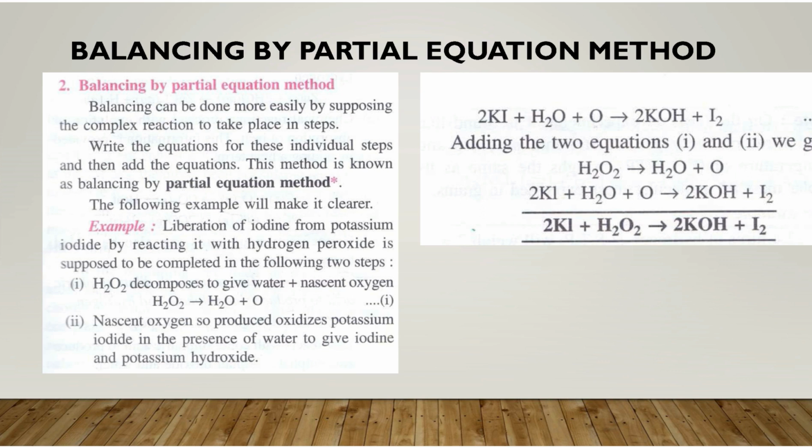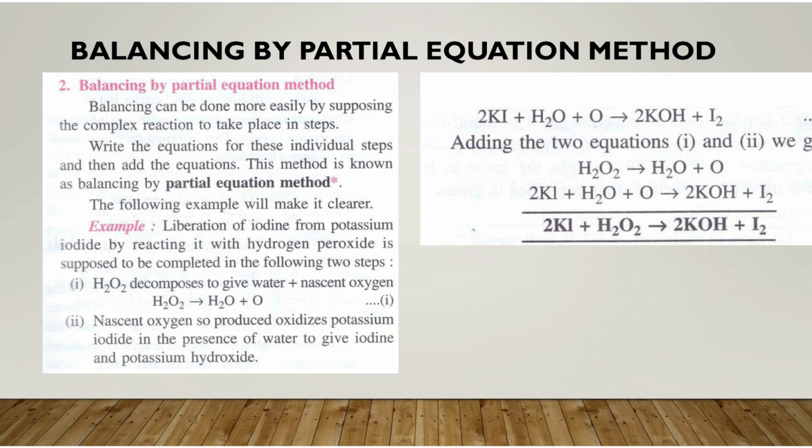This is the first reaction. Then we come to the second reaction: 2KI plus H2O plus O. KI means potassium iodide, plus water plus oxygen, gives potassium hydroxide plus iodine. So we split the reaction into two simpler reactions, then we add both reactions. Then we cancel the common species.